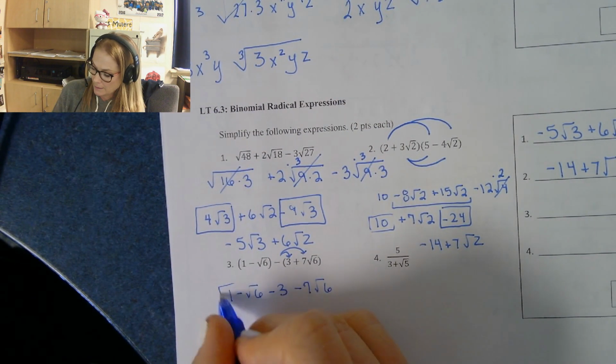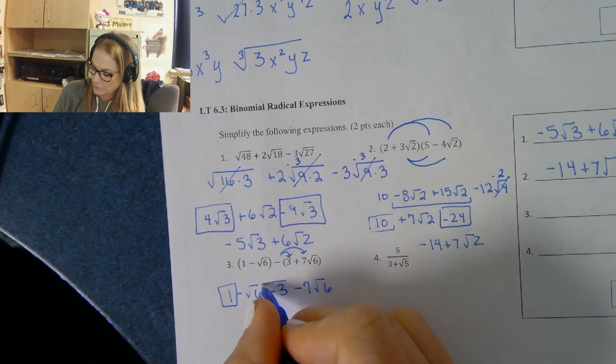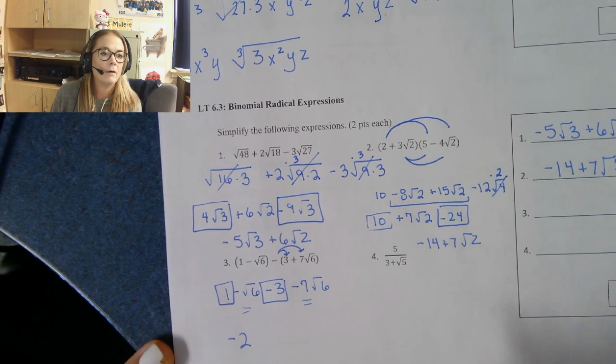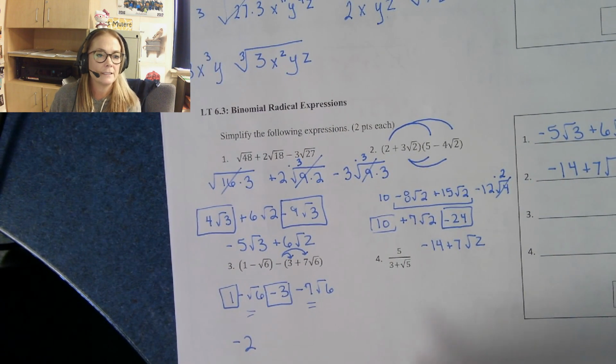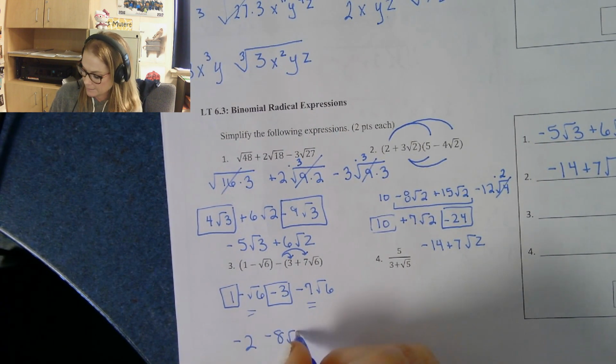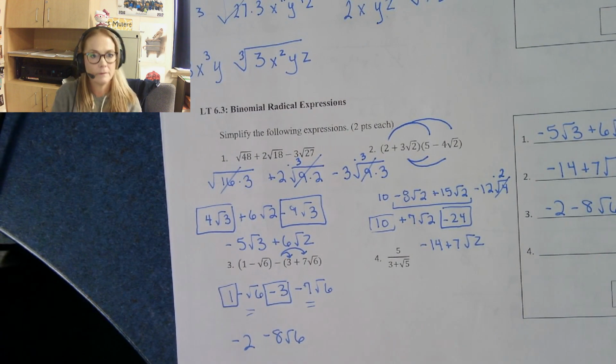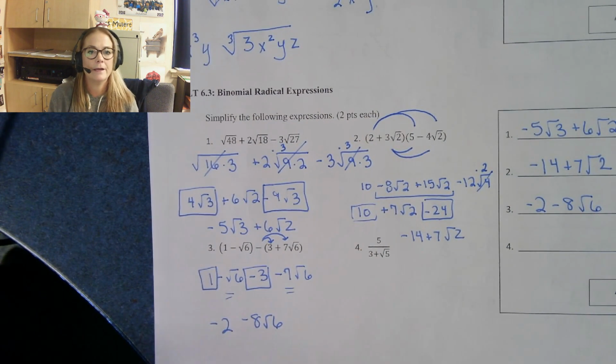Okay, so constants with constants, those are your constant terms, that's negative 2. And then root 6 with root 6. So that's negative root 6 and negative 7 root 6 for a total of negative 8 root 6. And that's all we can do there.